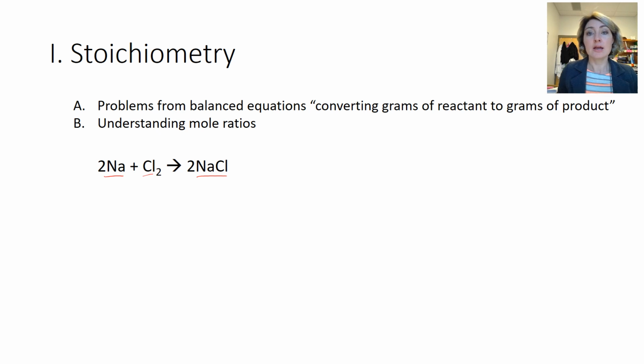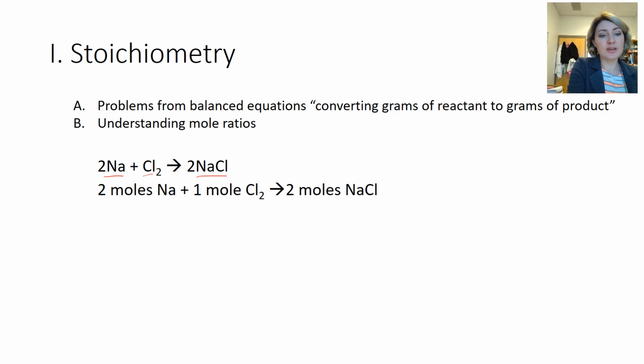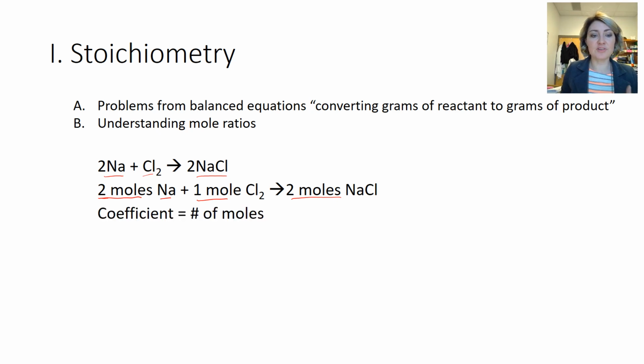So those are ratios to each other. When I'm looking at this, I want you to think of the coefficient as saying I have 2 moles of sodium and 1 mole of chlorine and 2 moles of sodium chloride. That's where we get our mole ratios from, those coefficients. So your coefficient is equal to the number of moles for that substance that the coefficient is in front of.